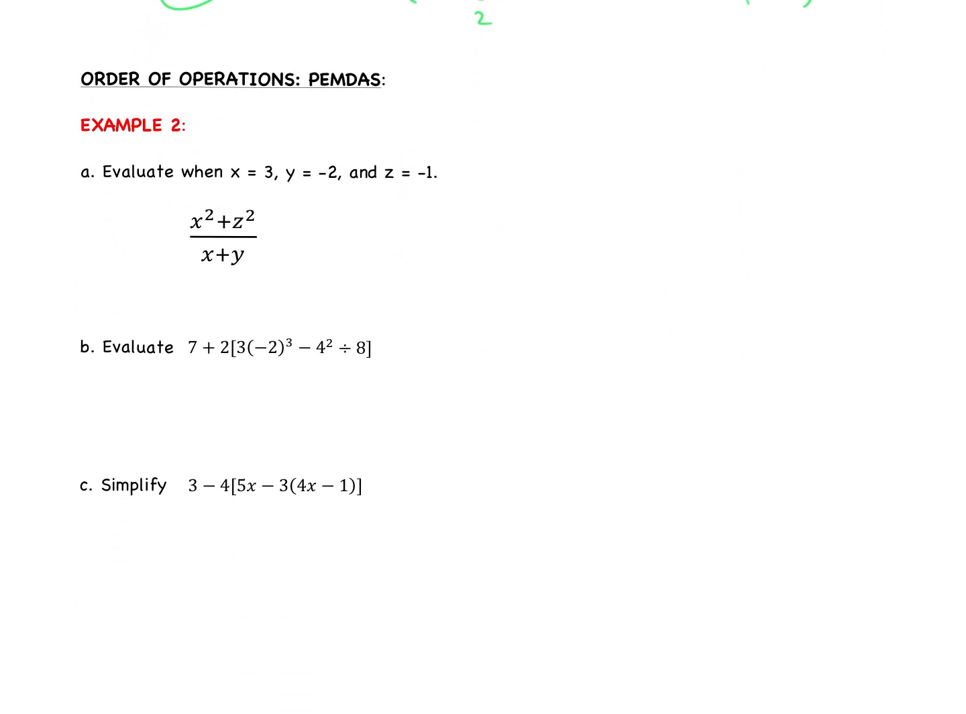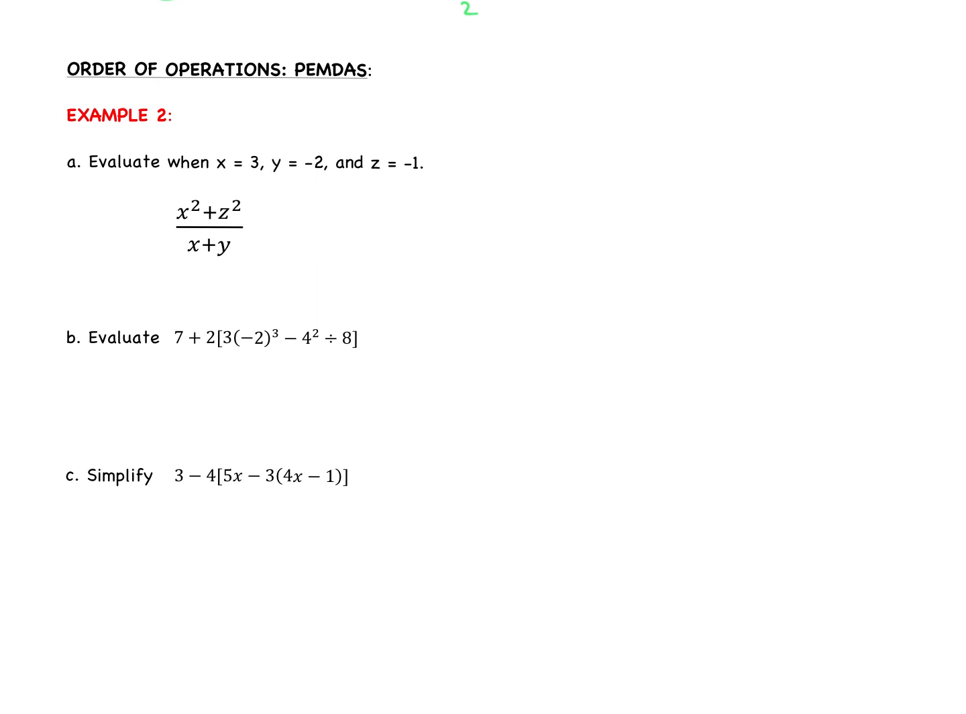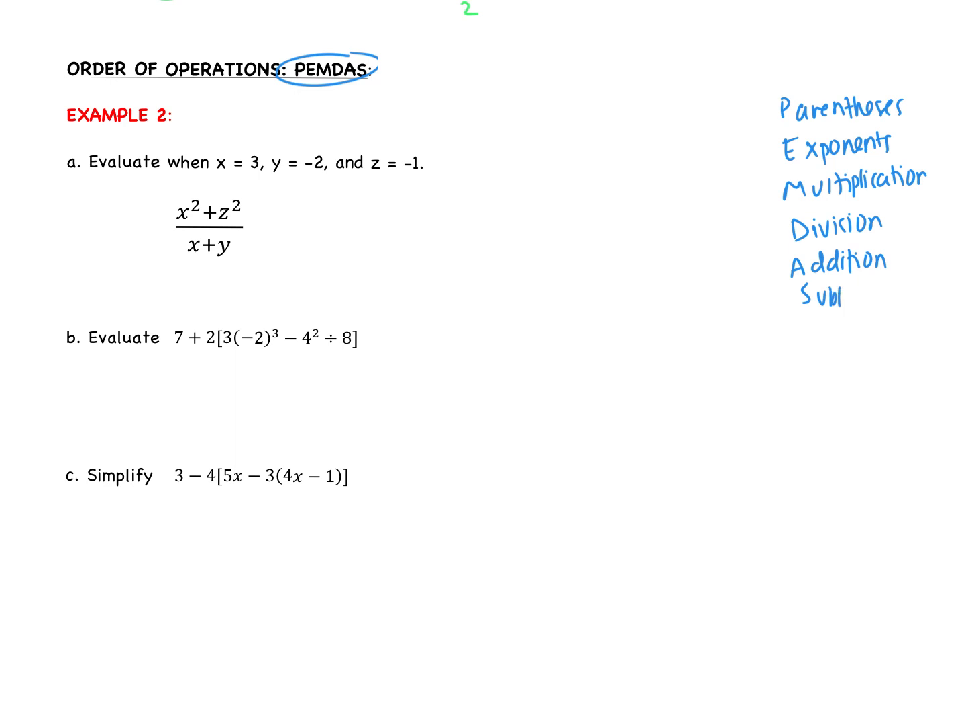So, moving on. Order of operations. If you remember, the way to remember order of operations is PEMDAS. So I know you've done this before, but let's just write it out so we all know what we're doing. P stands for parentheses. E is exponents. M is multiplication. D is division. A is addition. And S is subtraction.